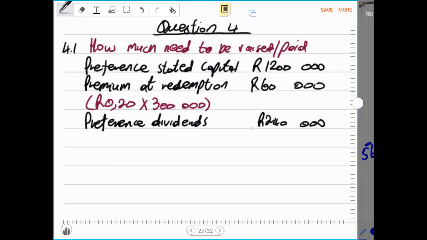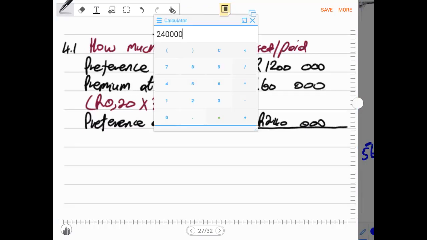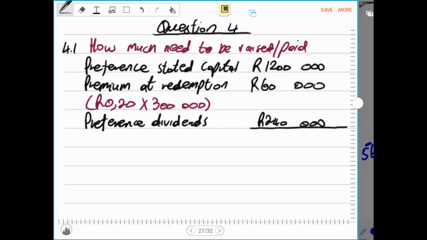So now we know how much is to be paid or how much is to be raised. Therefore, I think it's 1,500,000, which is 240,000 plus 60,000 plus 1,200,000, and this gives us 1,500,000 rands. Therefore, this is the amount to be paid or amount to be raised.